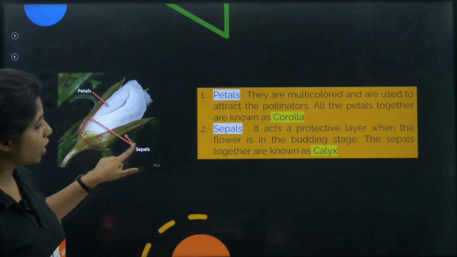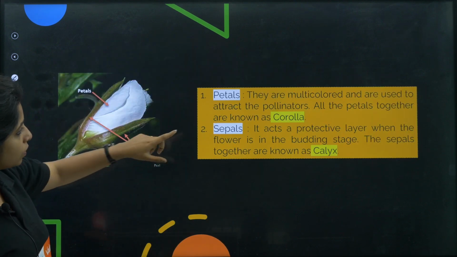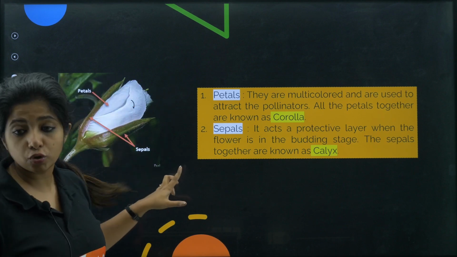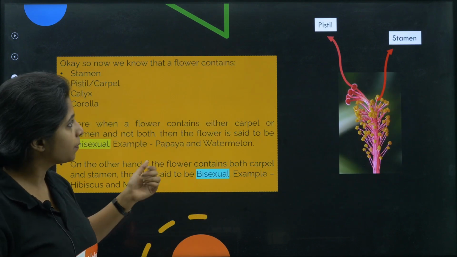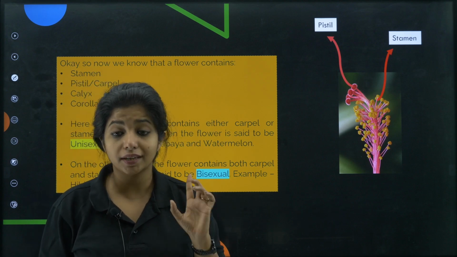You have the petals and you have the sepals. A group of petals, you call this as corolla. The group of sepals, you call this as what? Calyx, my dear children.